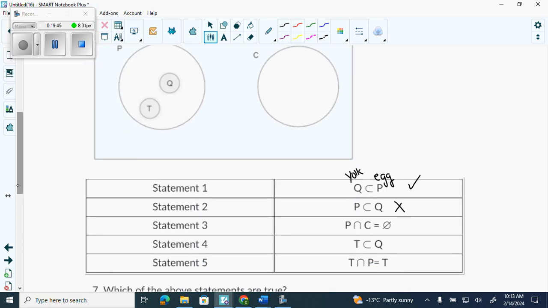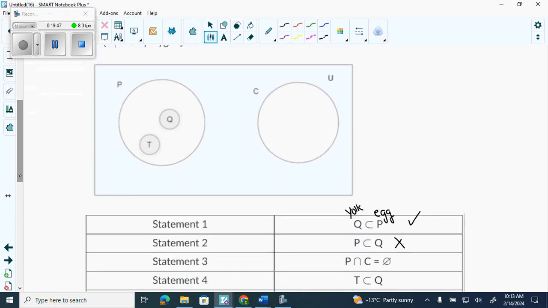P and C is the empty set. So in order for P and C to be empty, they have to be disjoint. In order for them to be disjoint, they have to have nothing the same, no overlap, correct? So are P and C disjoint? Is there no overlap between those two circles? Yes. So this is true.